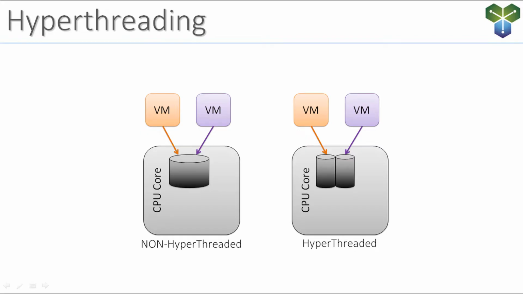Now, what do you need to know about this in your environment? Well, you need to have hyperthreading enabled on the BIOS. That's really the big thing. If it's enabled on the BIOS, then ESXi can take advantage of it and leverage it. So just make sure that if you have a hyperthreaded processor, that hyperthreading is enabled on the BIOS.